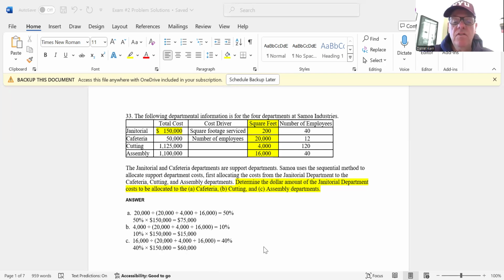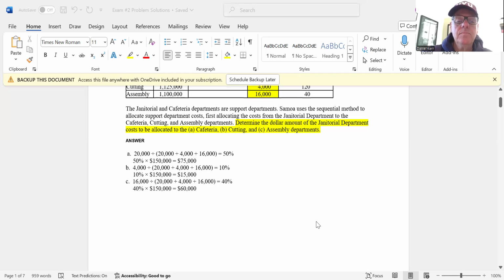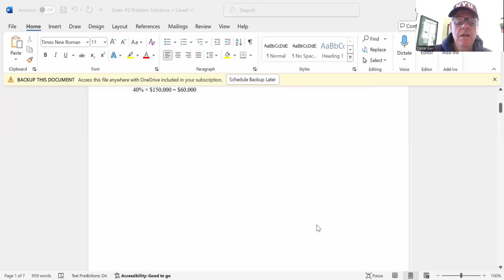So if you took it further than that, if you went ahead and now tried to allocate the remaining costs of cafeteria to cutting and assembly, I didn't mark it wrong, but that's not what I asked you to do. All I wanted you to do was allocate the cost of the janitorial department to cafeteria, cutting, and assembly. So that's the first one. Get that all right, you get 10 points.